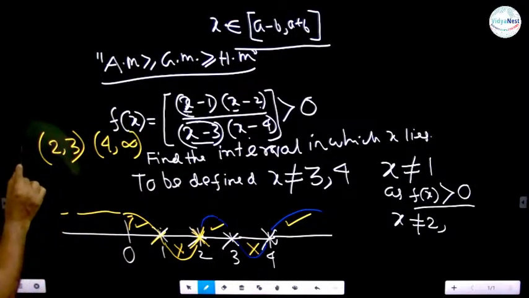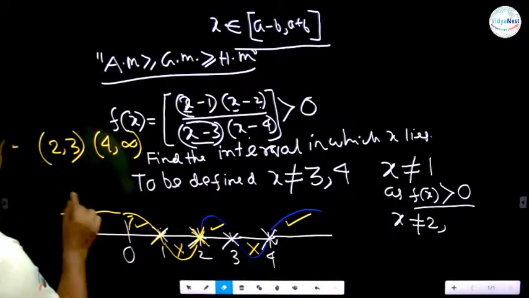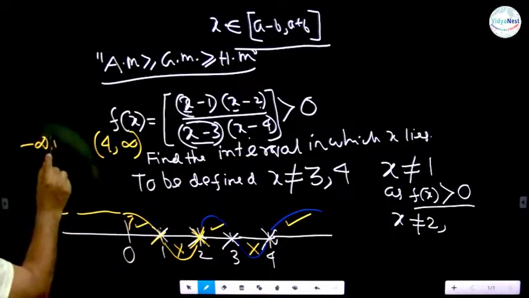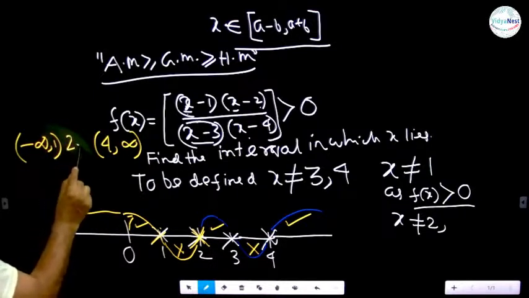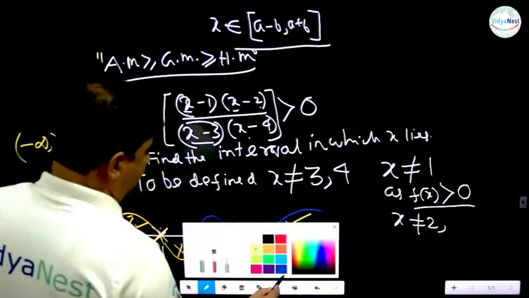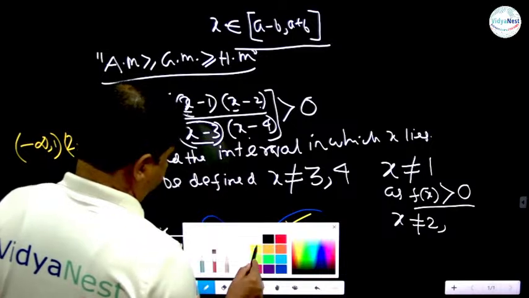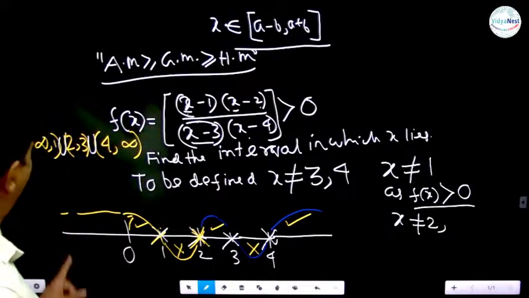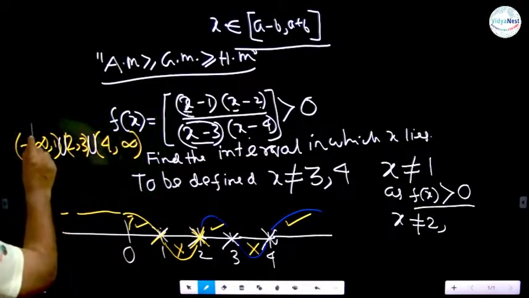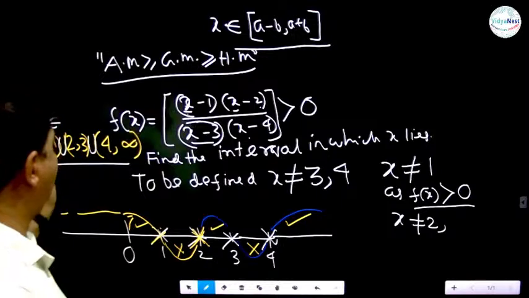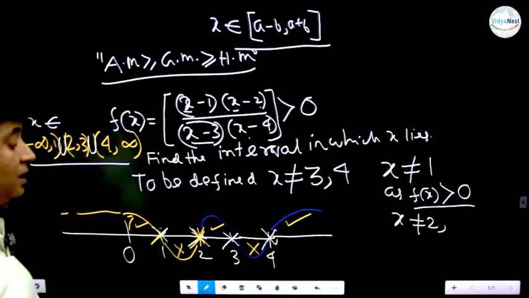Minus infinity to 1 and 2 to 3. So how will I composite this? In between, I have to put a union. Union. This will be the interval of x, x belongs to this interval, by the wavy curve method, plotting it on the number line we have got. Understand? So these basic things you have to remember.